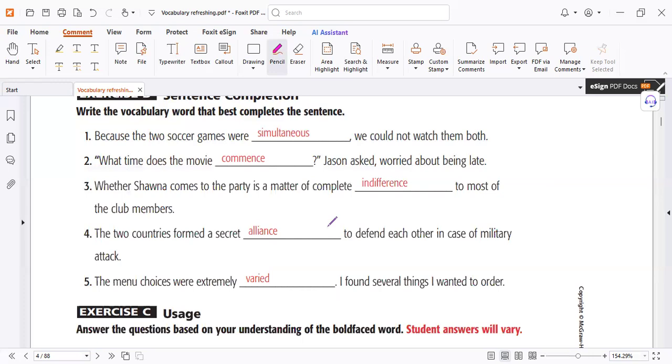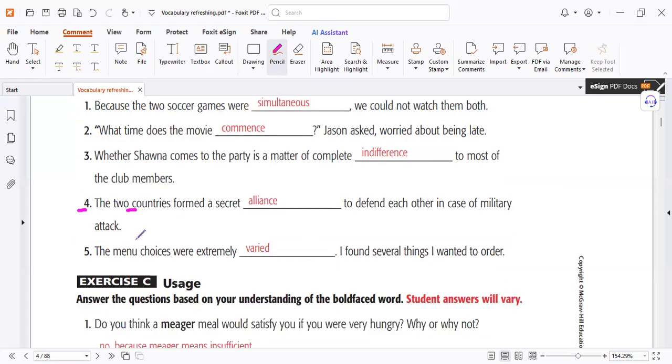Now let's try. How did you know it's alliance? Number one, he said two countries, and the two countries did what? To defend each other in case of military attack. So they had association, they make agreement, we call it in English convention, alliance together to help each other to defend. So to help each other, that means we are brothers, so ally. So it could be alliance. Imagine it.